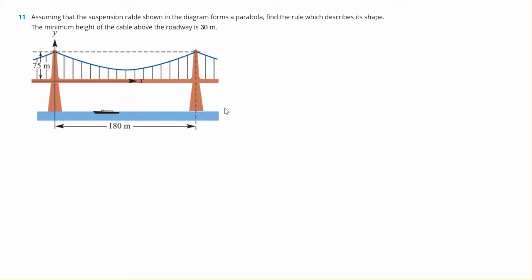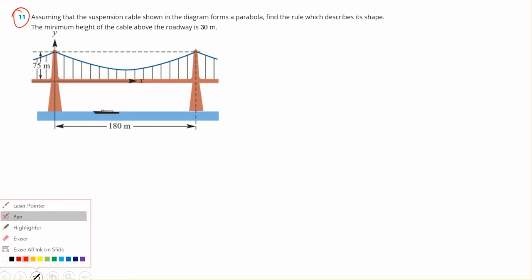This is for Year 11 Methods. We're looking at Exercise 3K, question 11. So we've got a worded problem, and we're trying to form the correct equation for a cable above a suspension bridge.